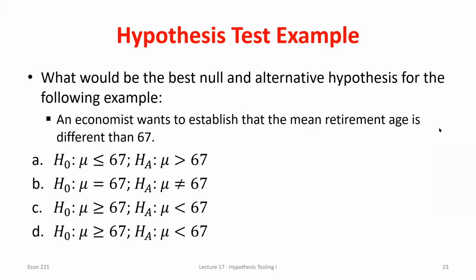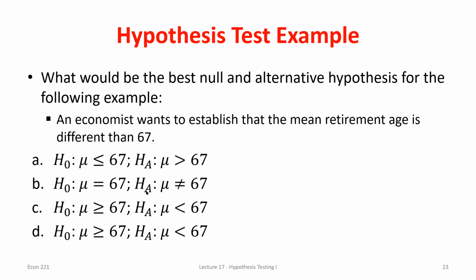Okay. Let me give another example of constructing these null and alternative hypotheses, because the type of test matters: is it a left-tailed, right-tailed, or two-tailed test? We have to make sure we can identify the null and alternative hypothesis. So let's say an economist wants to establish that the mean retirement age is different than 67. Someone tells you the mean retirement age is 67, you don't think that's correct, you think it's something other than that. If I want to test whether it's different than 67, what I'm really saying is it's not equal to 67.